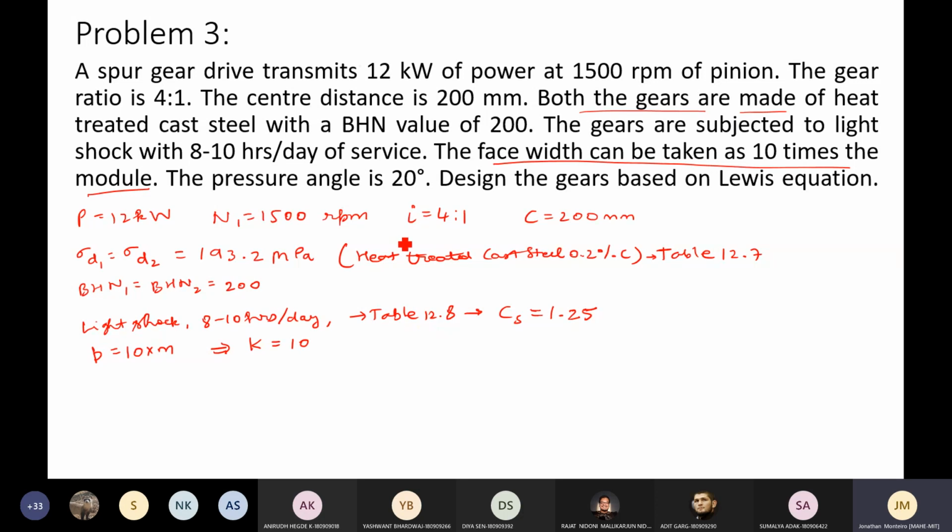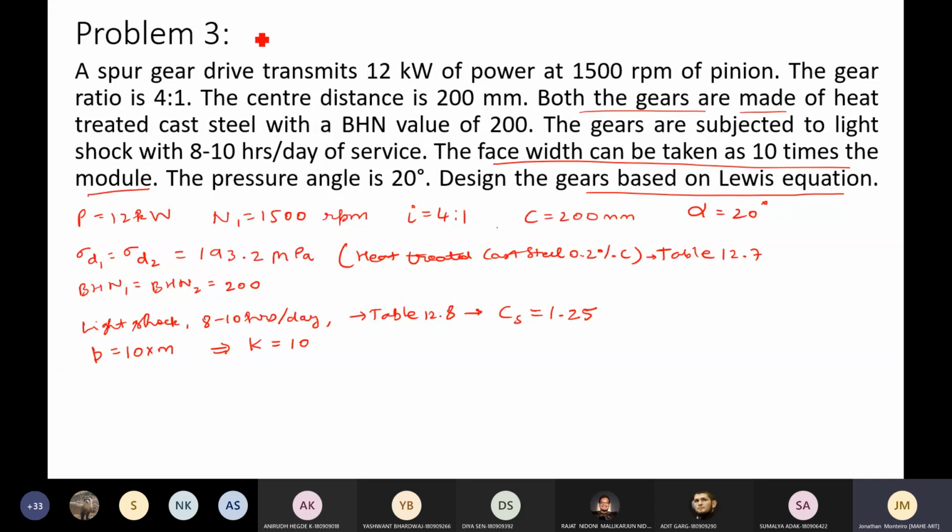What about pressure angle? 20 degrees. So I'll write it here. Alpha is 20 degrees. Design the gears based on Lewis equation. This is a pretty simple thing. Gears based on Lewis equation means he is actually asking you to design it based on strength. Now do we have number of teeth here? The number of teeth is not mentioned. Z is not known.